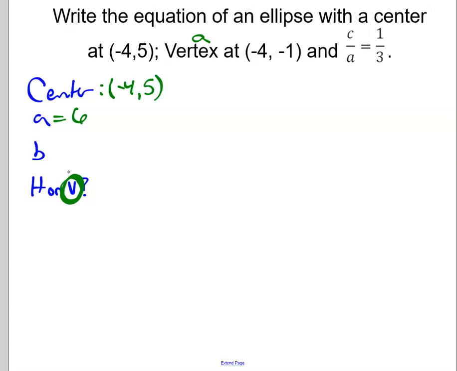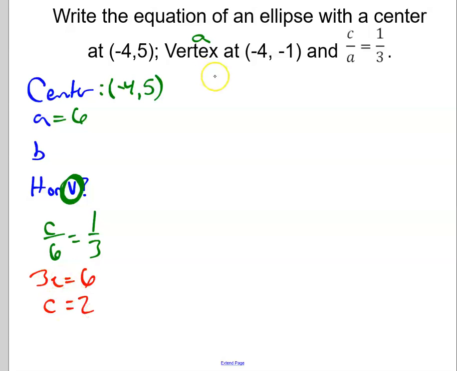Okay, so then the last piece of information I'm given is that c over a equals 1 over 3. Now I just want to point out that doesn't mean that c equals 1 and a equals 3. It means that the ratio of c to a simplifies down to 1 over 3. Now we know that a equals 6, so c over 6 has to equal 1/3, which then if we cross multiply, 3c equals 6, c equals 2.